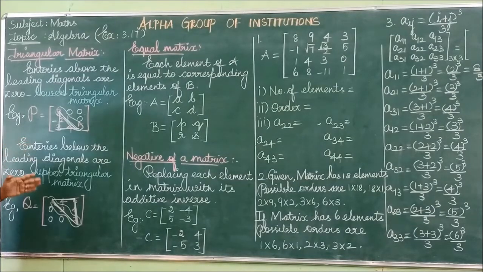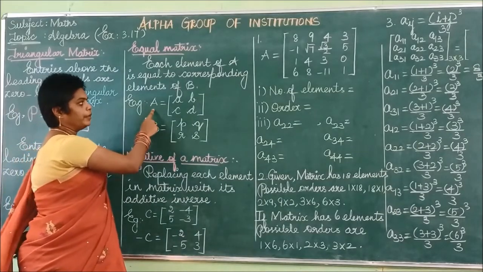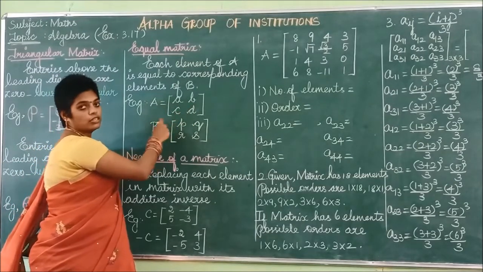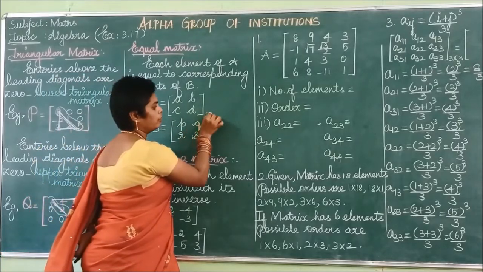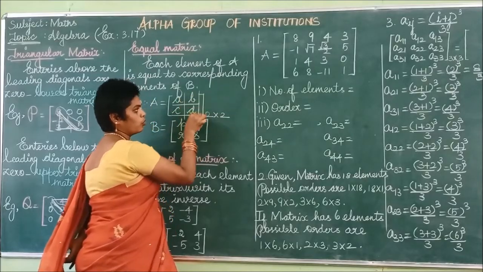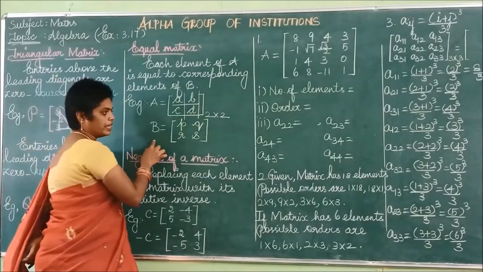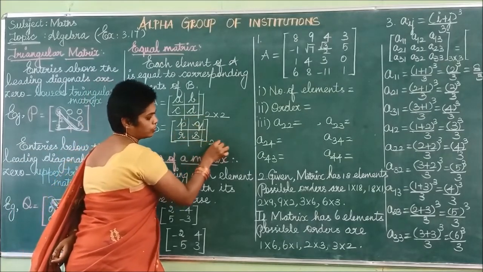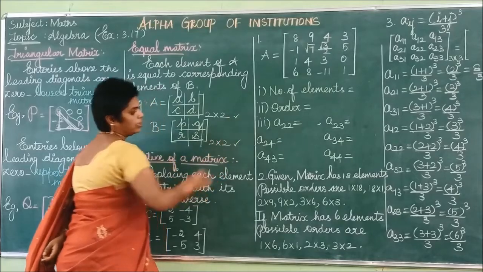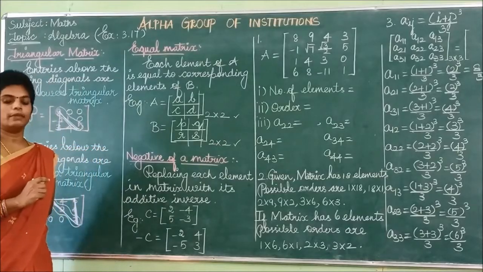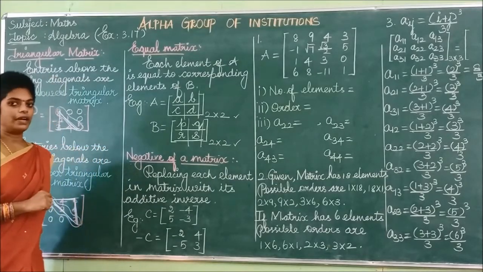Each element of A is equal to the corresponding element of B. For example, I am taking A equal to [a, b; c, d]. What is the order of this matrix? The order is 2 cross 2, 2 rows and 2 columns. Then look at the matrix B. It is also of order 2 rows and 2 columns. So both will be called equal matrices. The rows and columns of both A and B are the same, so the matrices are called equal matrices.